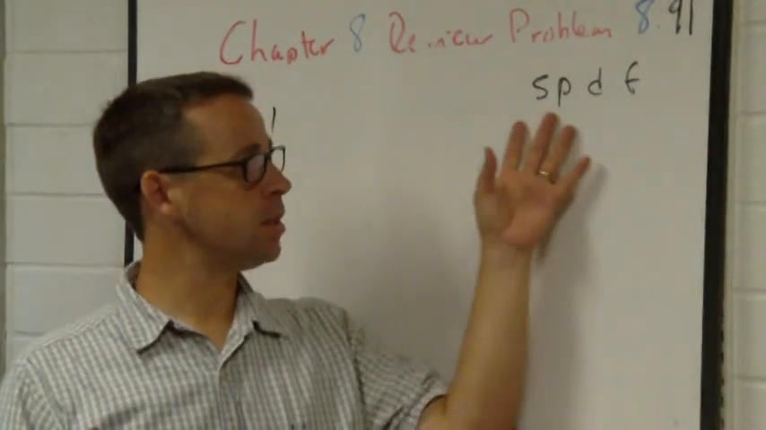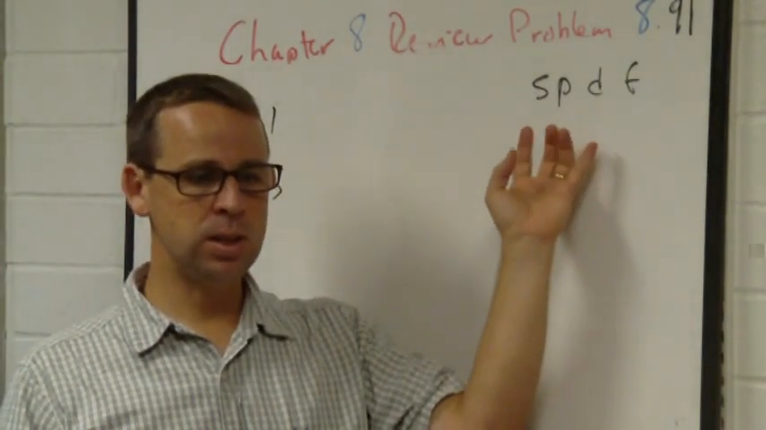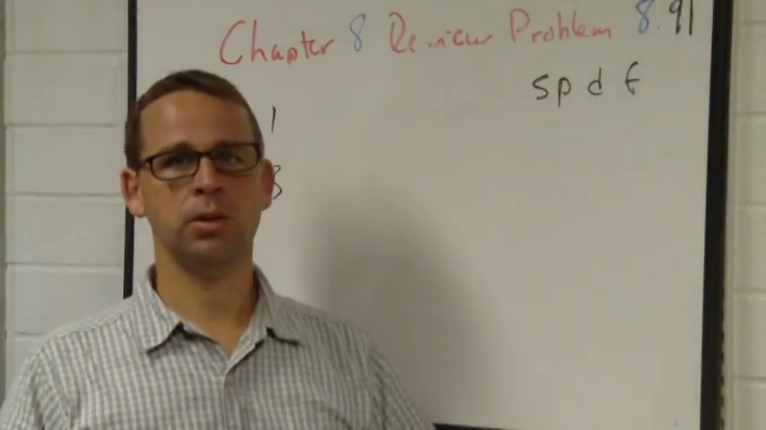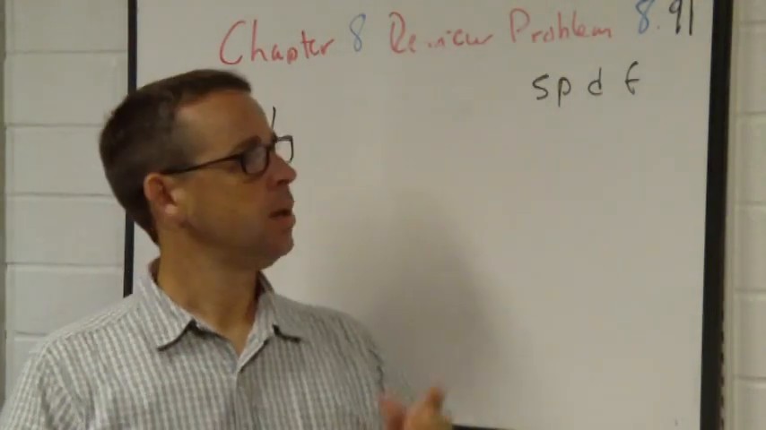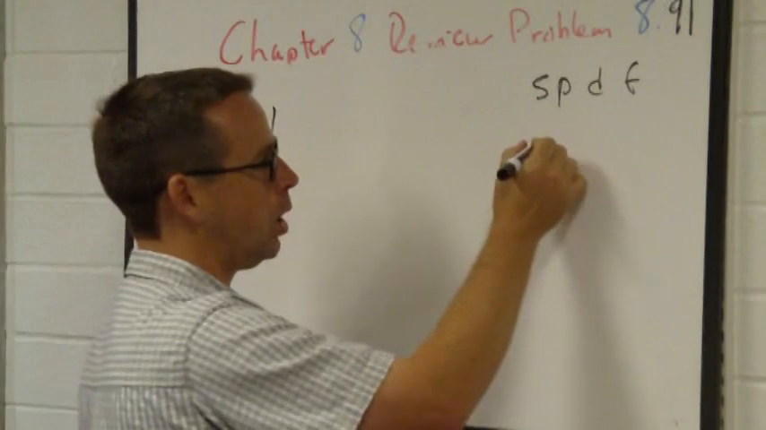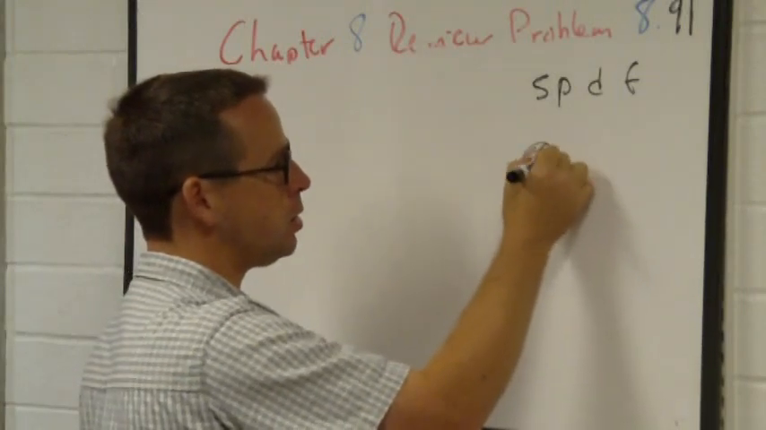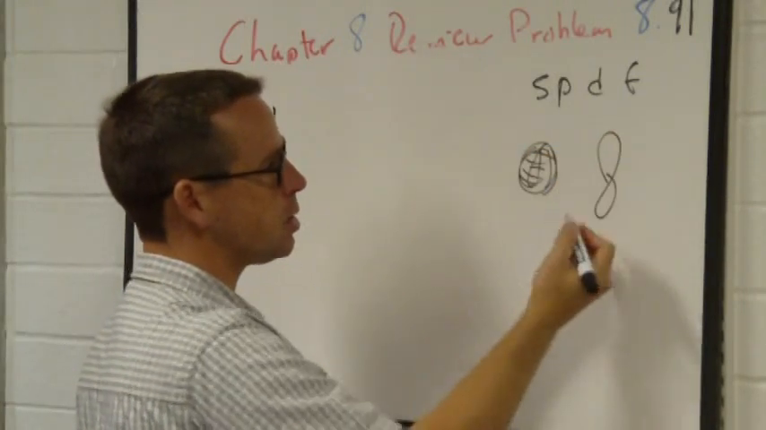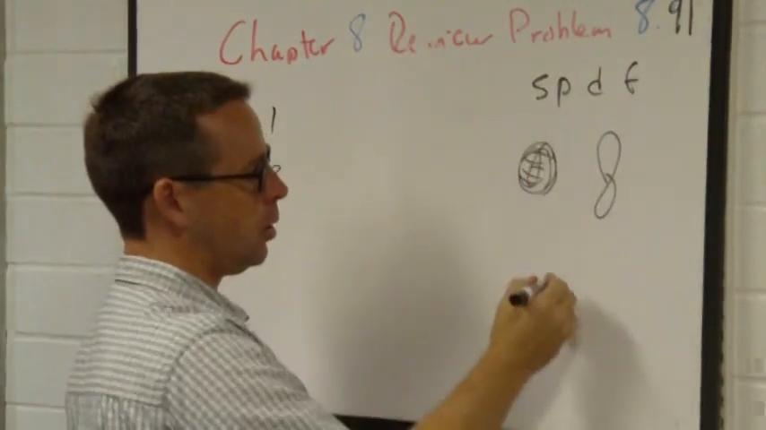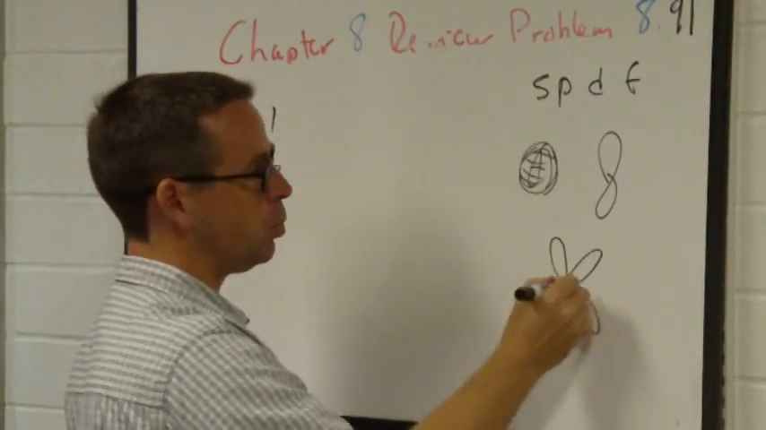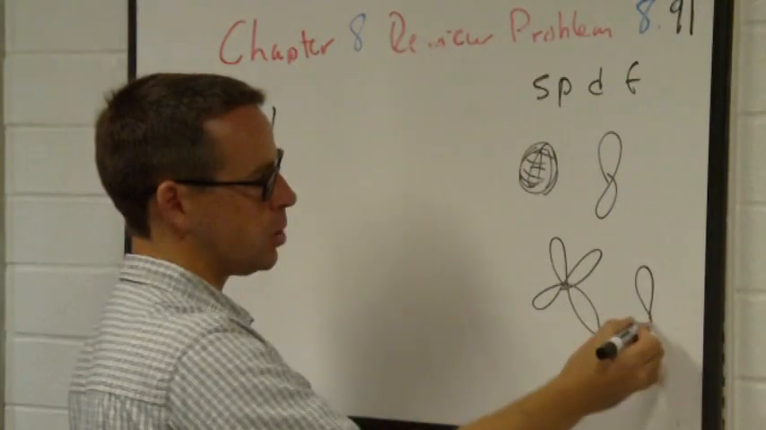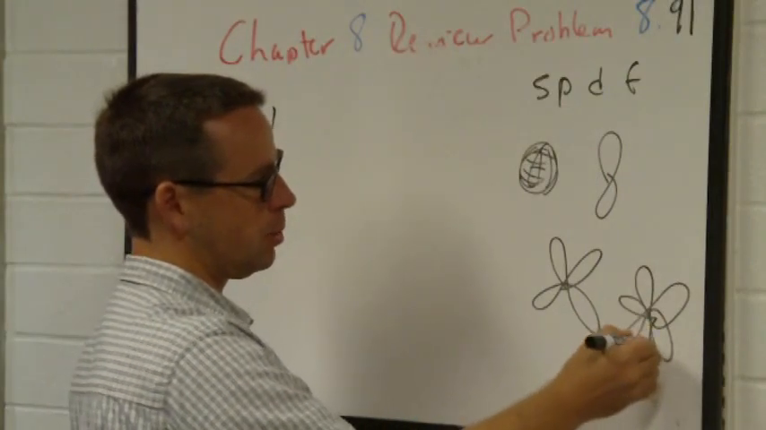The point of these letter codes is that they describe the orbital shapes. An s orbital is spherical. A p orbital is dumbbell shaped, like this. D orbitals are also dumbbell shaped, but there are 4 lobes on them. An f orbital is also dumbbell shaped, but there are 6 lobes on them, right?